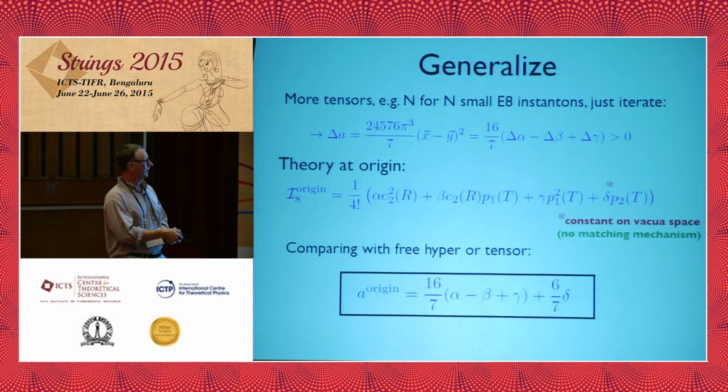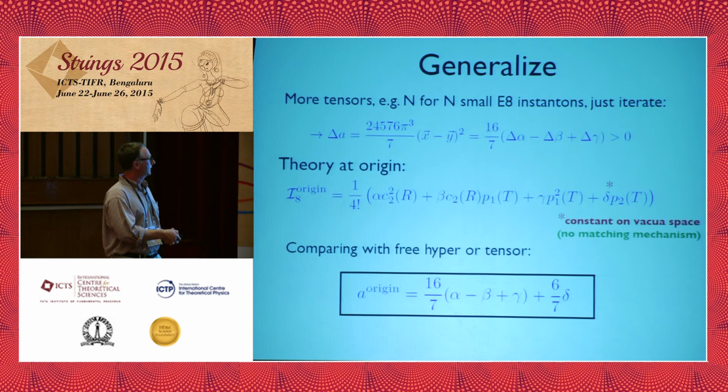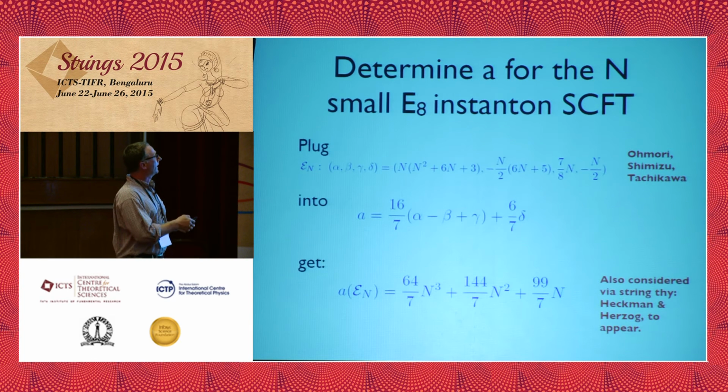And then the value of delta we can fit basically by comparing with a free hyper or free tensor multiplet. So this thing in the box is the main result. It gives the A anomaly in terms of the 't Hooft anomalies. So now that we have this result, we can apply it to different cases.